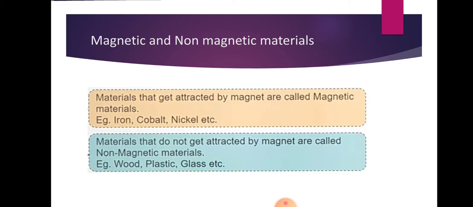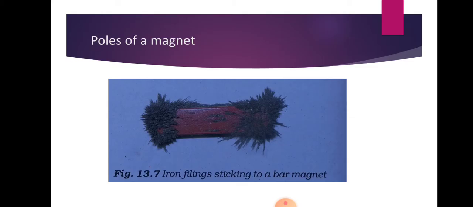Next is about the poles of a magnet. Now the magnet has ends. The ends of the magnet are known as the poles of the magnet. Now why are we studying about the poles of a magnet? Because the maximum ability of attraction of a magnet lies in its ends. Now how can we understand it?